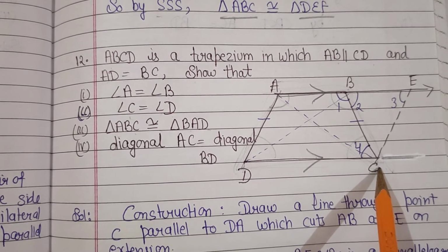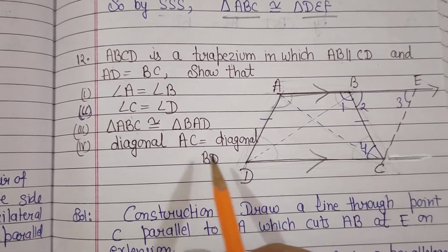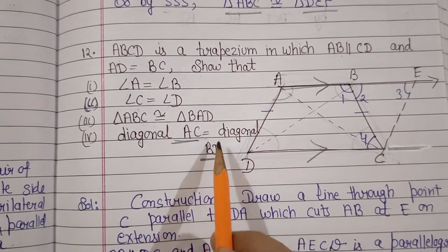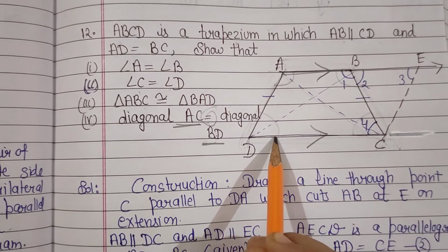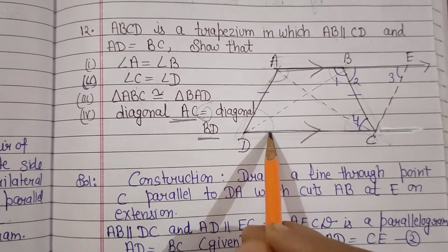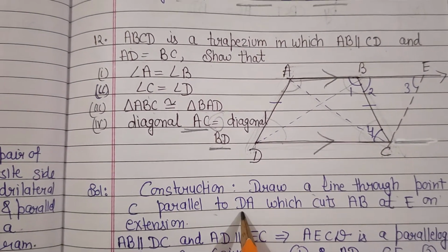We have to prove that it is congruent with triangle BAD. Now, in the fourth part, diagonals AC and BD, these are also equal, we have to show. For doing this question, we will do one construction that is also given in your hint. Draw a line through the point C which is parallel to DA.